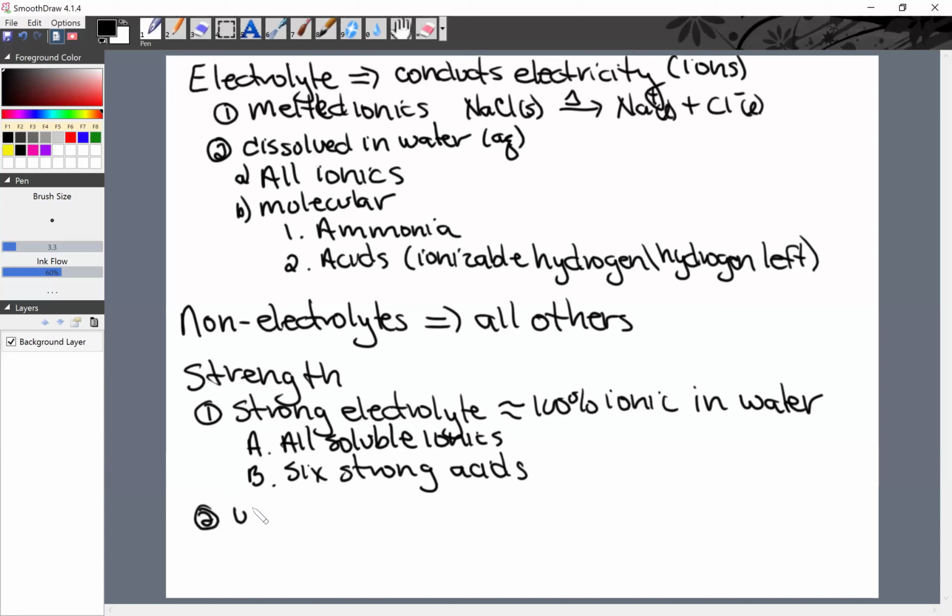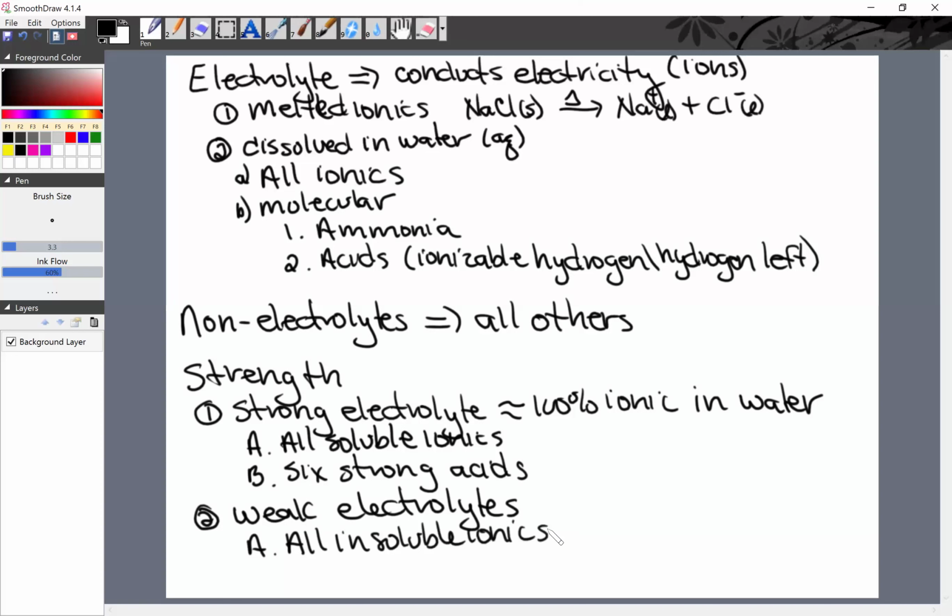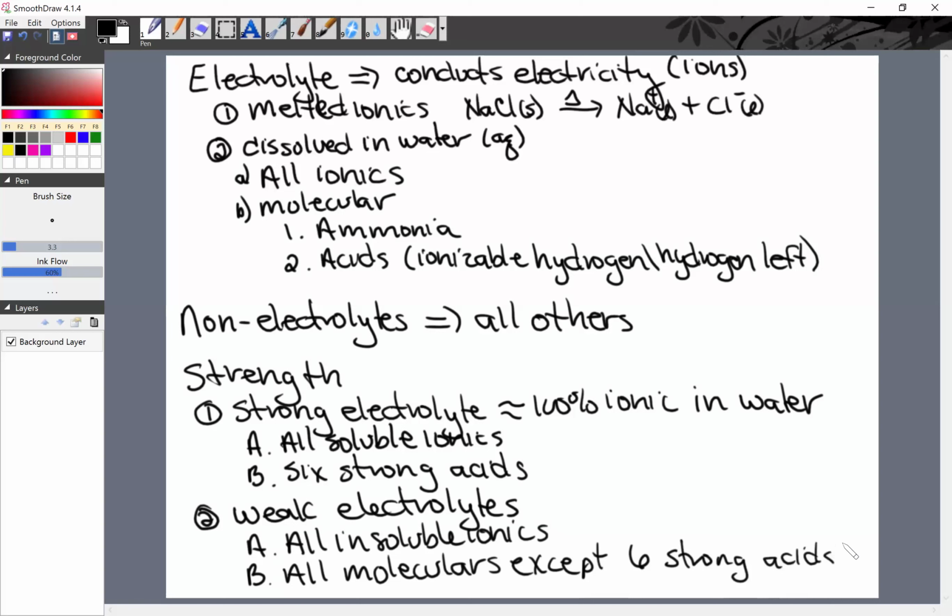Weak electrolytes pretty much are everything else. Are insoluble ionics and everything else, except the 6 strong acids. Okay. That was a whole bunch of, why are we learning?